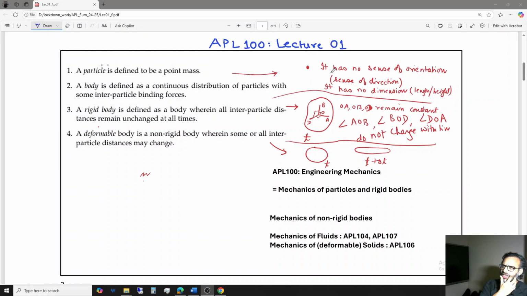The next definition is of a body. A body is defined as a continuous distribution of particles with some interparticle binding forces. And because of those interparticle binding forces, this bunch of particles or this distribution of particles tend to move together as we perceive. The particles of a body are not completely independent of each other.